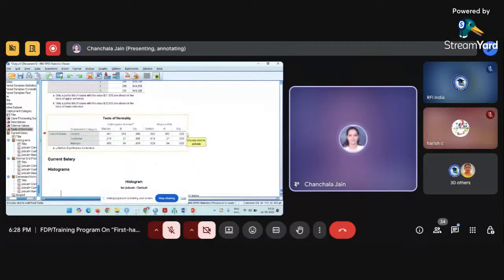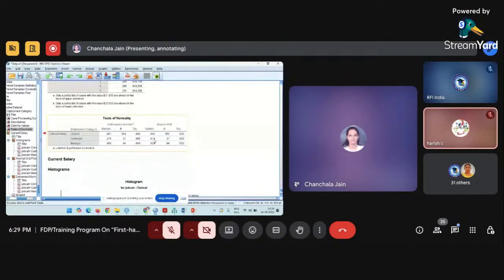That means you can say that the current salary is not normally distributed for the clerical, the custodial, or the manager staff. In all three categories, the current salary is not normally distributed. This is the conclusion from the Shapiro-Wilk test. I hope it is clear. May I proceed, friends? Yes, ma'am.